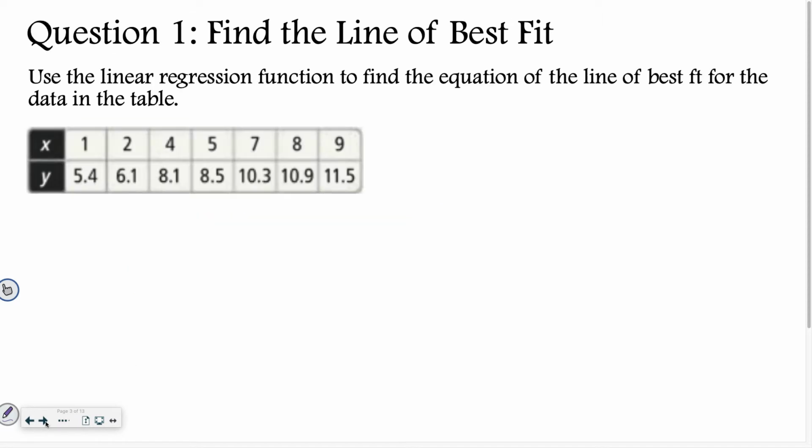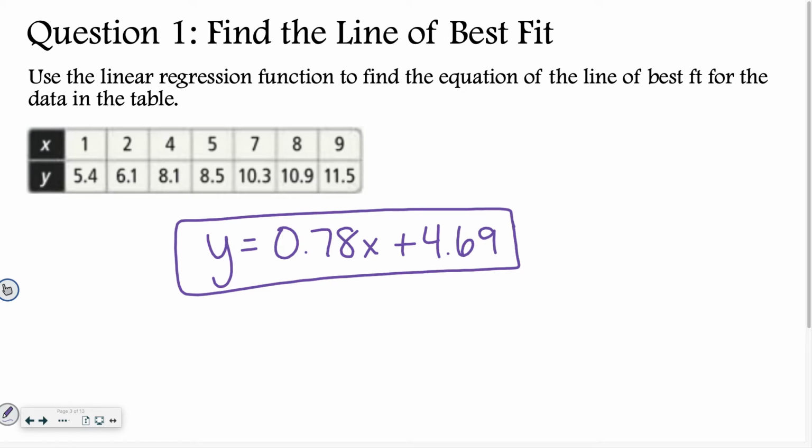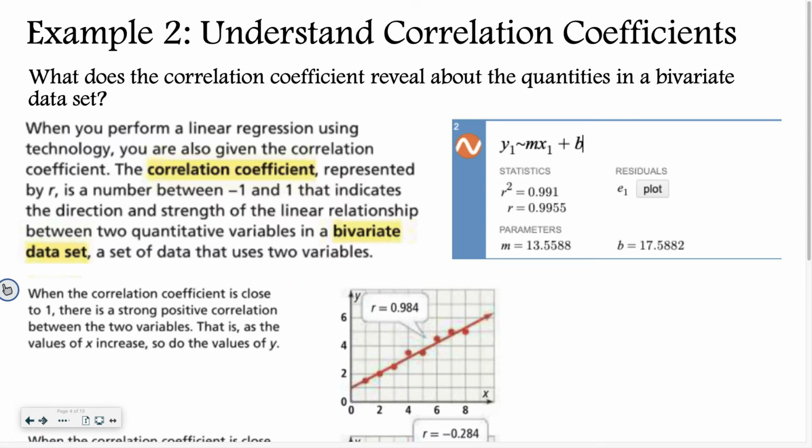Now I want you to try it on your own. Here are your X and Y values. I want you to plug them into that online calculator. Look for your M value, your B value, and write your slope-intercept equation for this table. Good luck. Okay, hopefully the equation of the line of best fit that you got was 0.78x plus 4.69. Now let's move on to our next example.